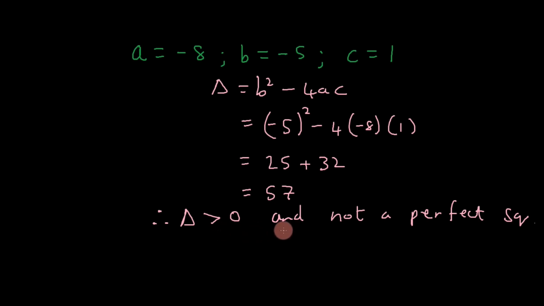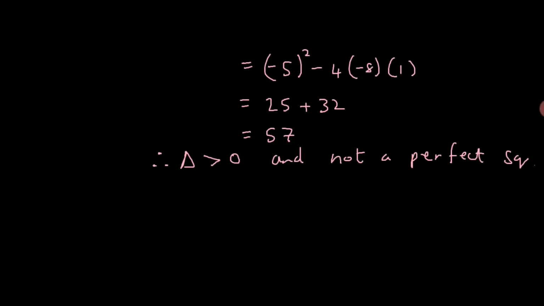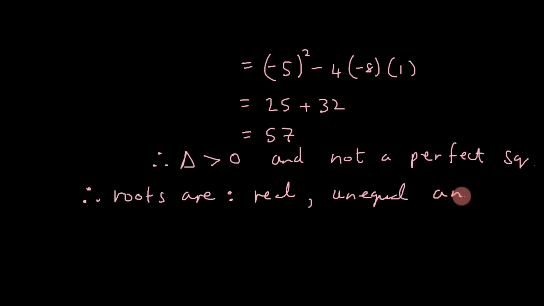So delta is greater than 0 and not a perfect square. So we can conclude then that the roots are, firstly, real since delta is greater than 0. 57 is greater than 0. They are unequal since delta isn't equal to 0. And because delta is not a perfect square, 57 is not a perfect square, they are also irrational. So real, unequal, and irrational.